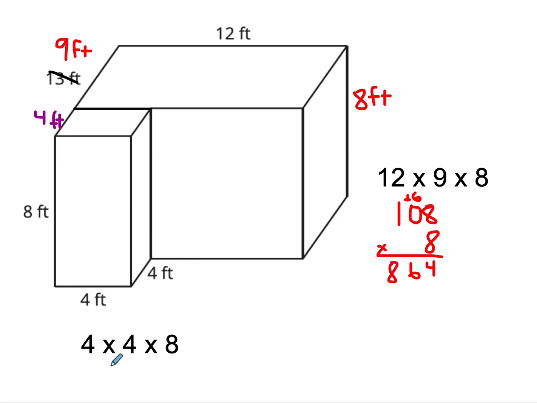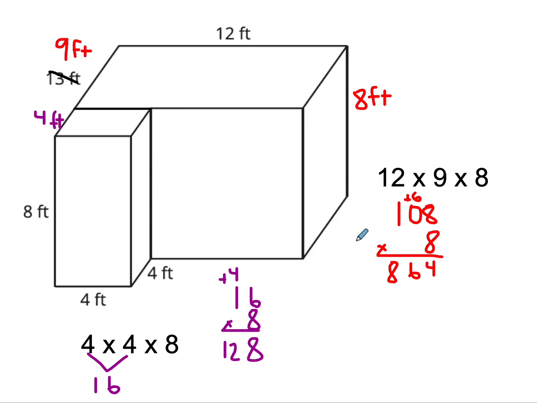The smaller prism, 4 times 4 is 16. 16 times 8. Again, I'm going to solve using standard algorithm. 8 times 6 is 48. Regroup the 4 tens to the tens place. 8 times 1 is 8, plus 4 is 12, 128.